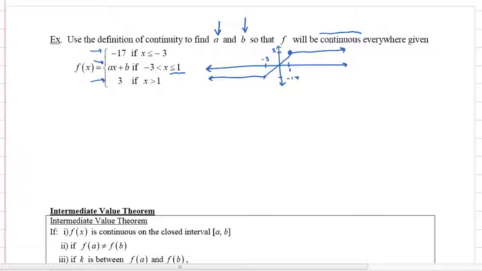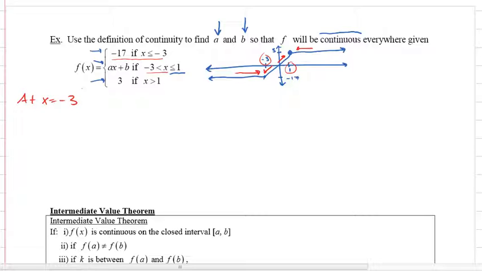Okay, so here's what we need to do. We need to look at the left and right hand limits of these two values right here. There's one there and one there, one there and one there. So we're gonna go ahead and split this off. So we need to analyze the limits around x equals negative 3 and x equals positive 1. So if you look at this, this is the left side of negative 3, and this is the right side of negative 3. So we're going to go ahead and look at x equals negative 3.